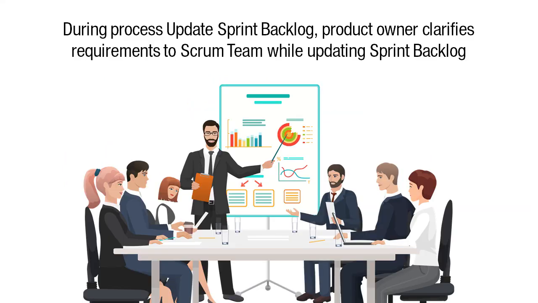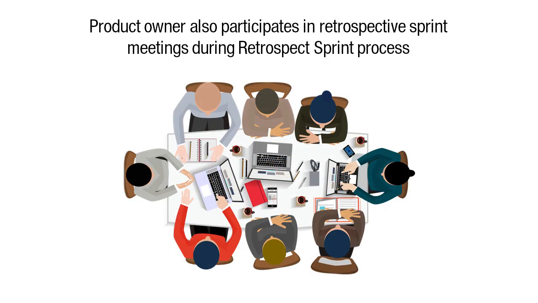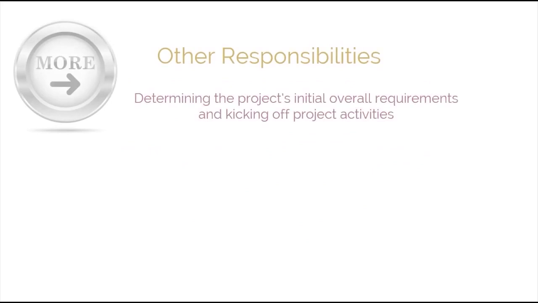Later, during the Update Sprint Backlog process, the Product Owner clarifies requirements to the Scrum team, and the Product Owner also participates in the retrospective sprint meetings during the Retrospect Sprint process. The other responsibilities of a Product Owner are determining the project's initial overall requirements and kicking off project activities.